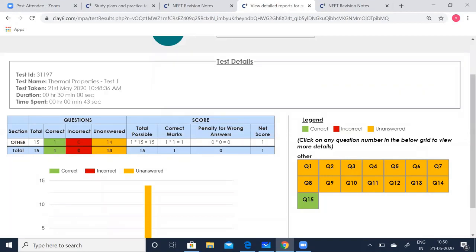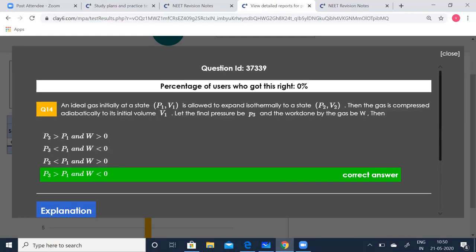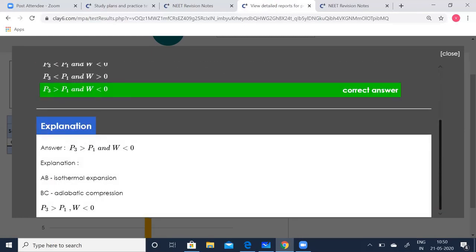Suppose the 14th question, we had a slight trouble. Let us look into that quickly. An ideal gas at the state P1, V1 is allowed to expand isothermally to a state P2, V2, then the gas is compressed adiabatically to its initial volume. Let the final pressure be P3, and the work done by the gas will be what? In that case, you can see P3, AB is isothermal change and BC is adiabatic compression.